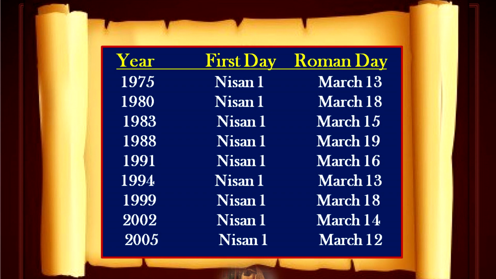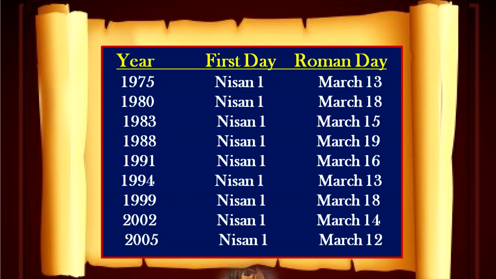Now, in the years listed here on your screen, the equinox varied from March the 20th to the 22nd. Yet, the Hillel Jewish calendar, which is used by Jews all over the world, began the month of Abib or Nisan in the last month of winter prior to the spring equinox. Now, let's take a look at several of these dates.